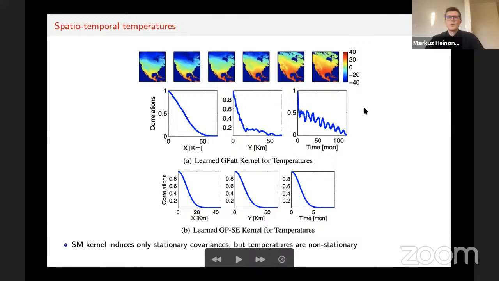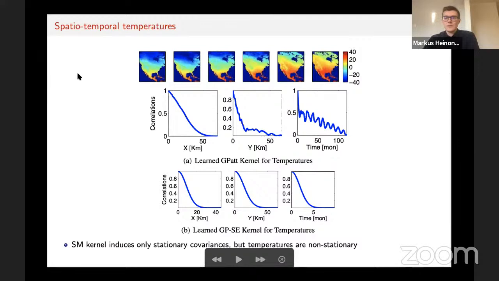Now, one problem here is that SM only learns stationary covariances, but here temperature data could represent a non-stationary process. For example, maybe one year the temperatures are evolving very smoothly and regularly. Maybe another year the temperatures are going up and down very rapidly. So clearly we would need different kinds of processes in different years. In Gaussian processes this would translate to having different kernels in different years, or maybe different kernel parameters in different years or different locations. And that is exactly what non-stationary models would do. And that's what we are going to look at next.